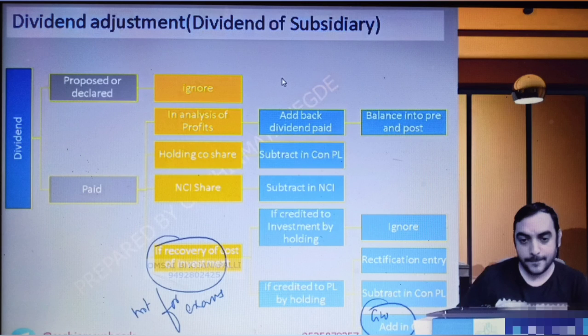Dividend paid: in analysis of profits, pre and post, you add back the dividend. Pre-acquisition, post-acquisition does not matter. You add back the dividend and divide this into pre and post. The holding company share will get subtracted. One addition, one subtraction. Subtract in con PL, and for NCI share, subtract from NCI.